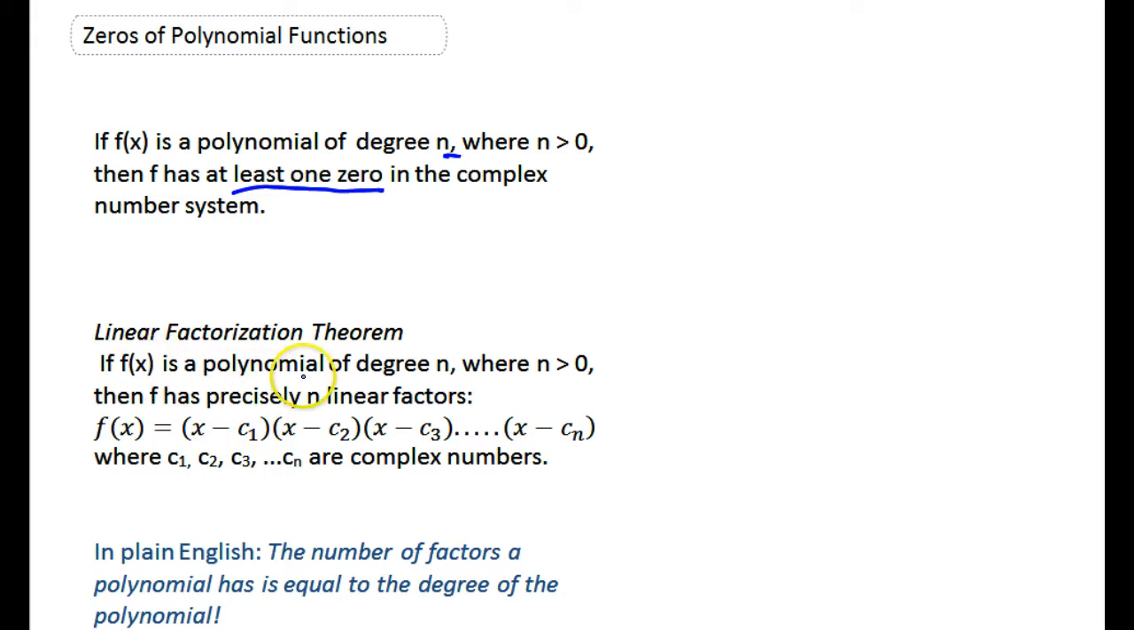And the linear factorization theorem says that if f of x is a polynomial of degree n, where n is positive, then f has exactly n linear factors, where c1, c2, c3 are complex numbers. Okay, so what does all that mean? In plain English, the number of factors a polynomial has is equal to the degree of the polynomial. If you have a second degree polynomial, you'll have 2 factors. If you have a 10th degree polynomial, you'll have 10 factors.